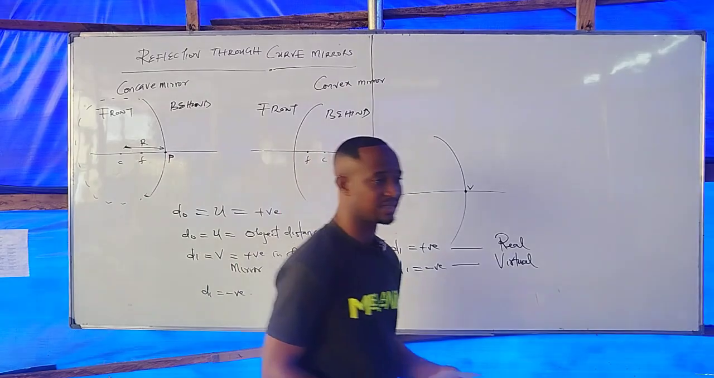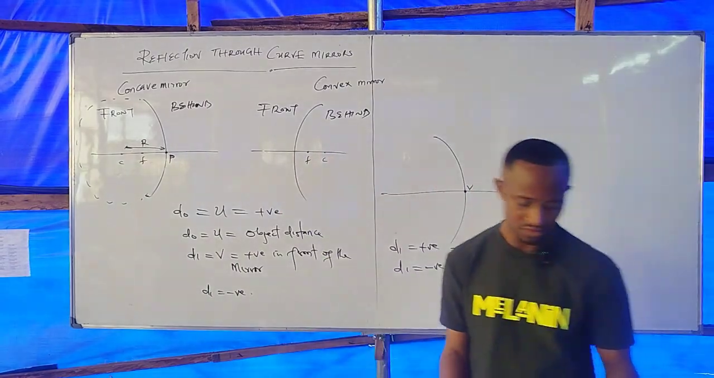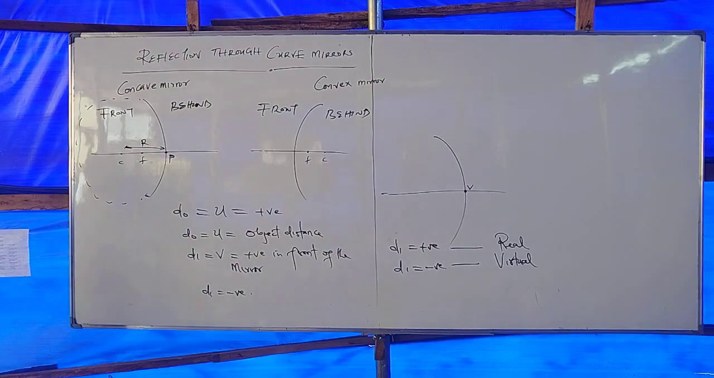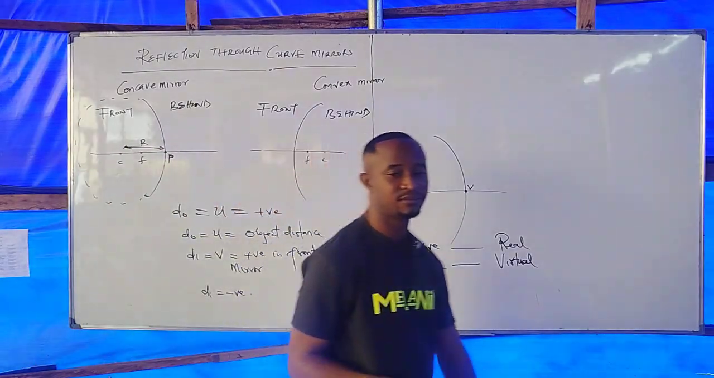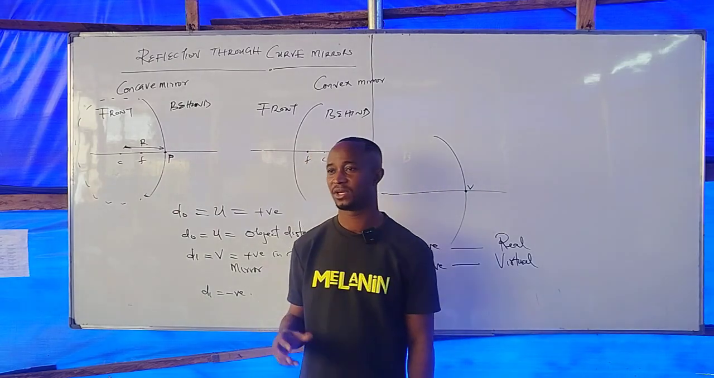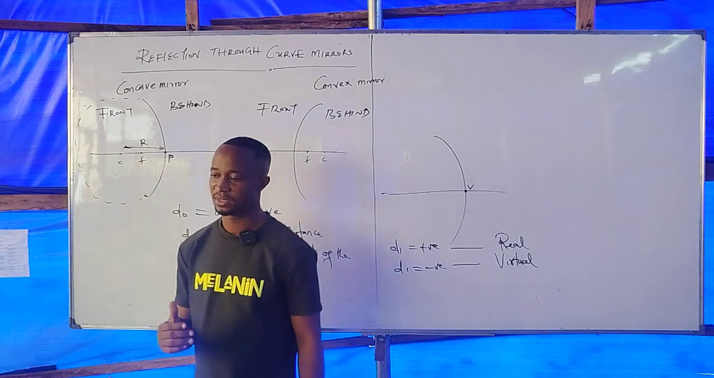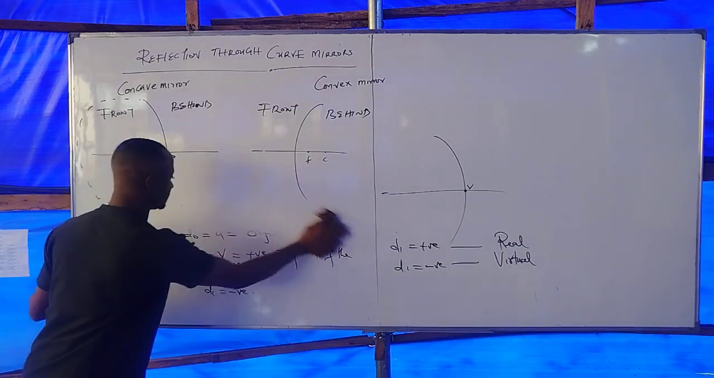Also, note that the focal length for a concave mirror is positive, while the focal length for a convex mirror is negative. Take note of this.